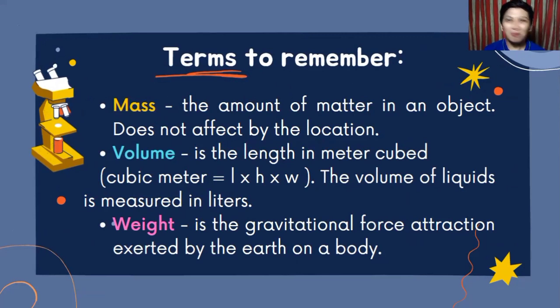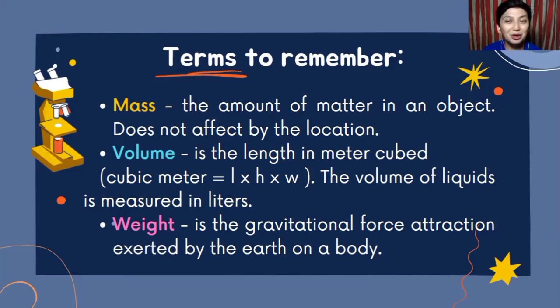All right? So wherever the location of that ball, it contains the same amount of mass, or amount of matter. And that's the mass of the object. And of course, we have volume. Volume is the length in cubic meters. Just get the length, height, and width, or length times height times width, then you will get the cubic meter.